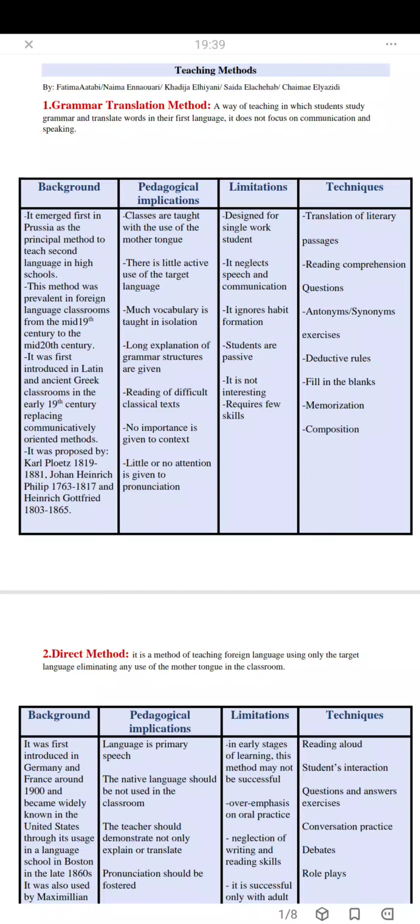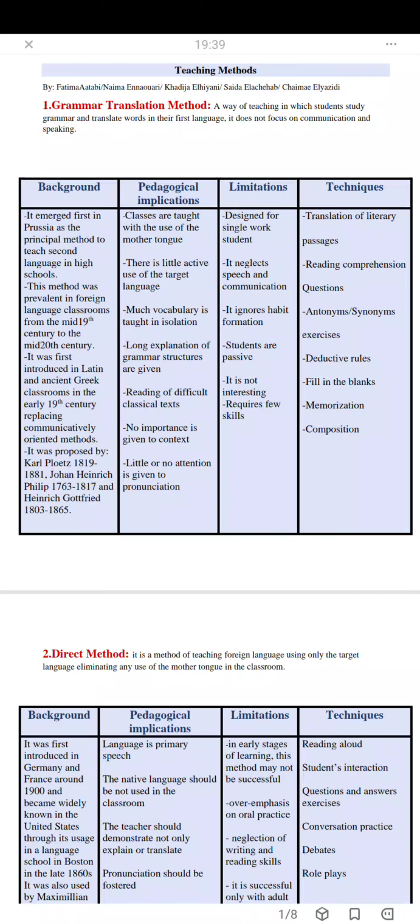The first one, grammar translation method, a way of teaching in which students study grammar and translate words in their first language. It does not focus on communication and speaking.